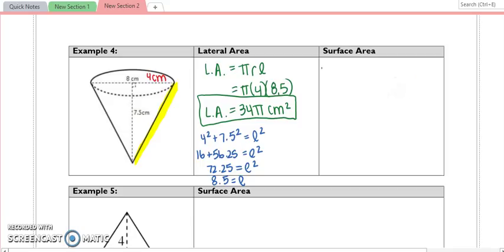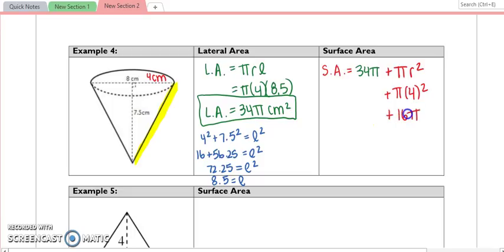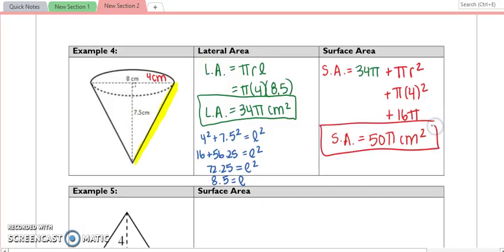Now, find my surface area. Okay, I'm almost done here. I'm going to take that lateral area and add on just one base. And again, my base this time happens to be a circle, so it's pi r squared. So in this case, I'm going to add on pi times 4 squared, or 16 pi. Because 34 pi and 16 pi are like terms, I can add those together, and I get 50 pi centimeters squared. Okay.